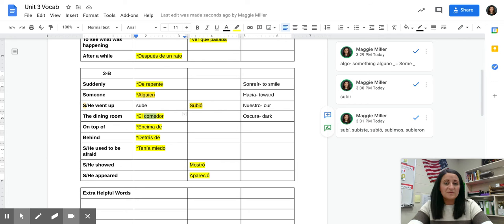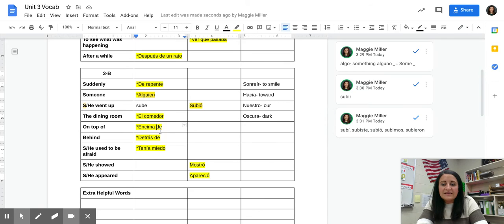A dormitorio is a bedroom. Well, what's the prefix of that? Dormir, right? Well, dormir means to sleep. You sleep in your bedroom. A baño is a bathroom. Bañar means to bathe. So we do actually see that often. So that's kind of helpful when we're looking at those words.